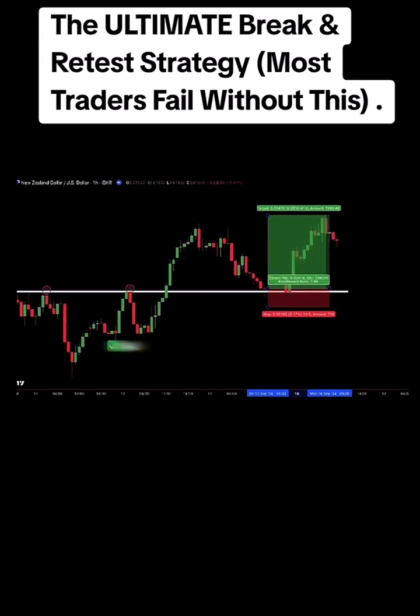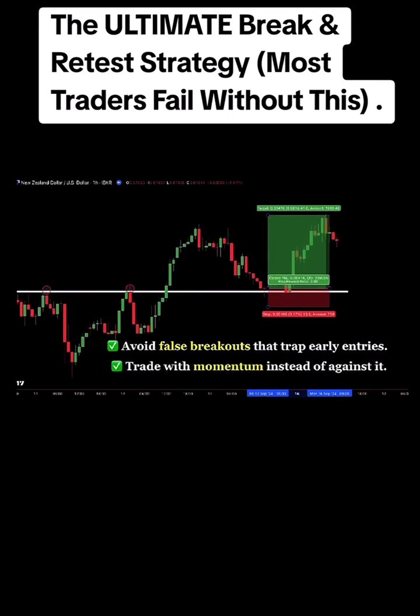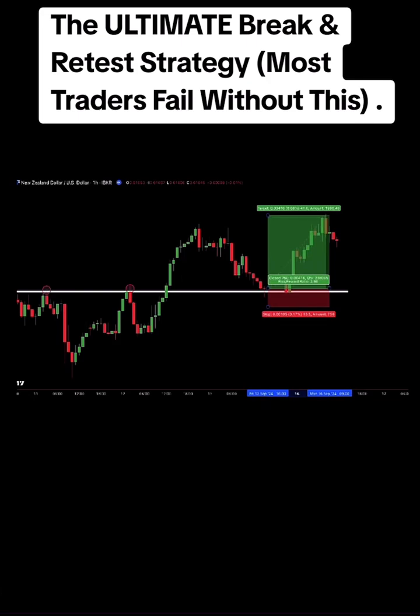This approach helps you avoid false breakouts that trap early entries, trade with momentum instead of against it, and enter at a better price with a stronger risk-to-reward ratio. The same concept applies in a downtrend when price breaks a support level.